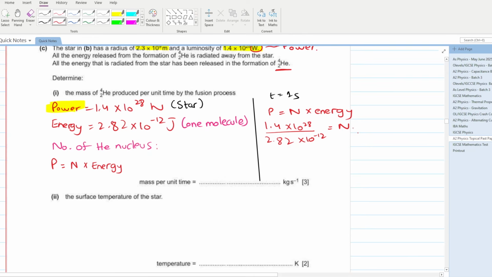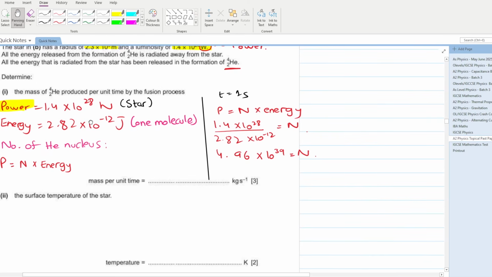This becomes your number of particles. Let's calculate this. 1.4 into 10 raised to the power of 28 divided by answer. This comes out to be 4.96 into 10 raised to the power of 39, which is your number of helium nuclei, number of helium atoms.